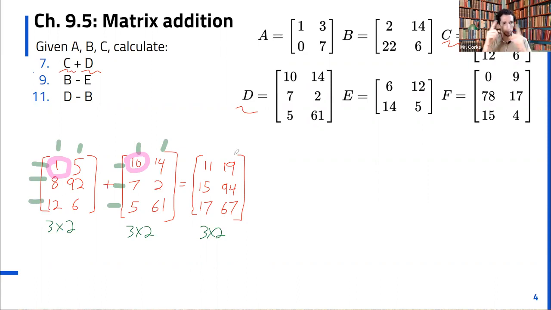Okay, so just match up the positions, add the matching positions. That part is really straightforward. The only condition here is that the dimensions must be the same. So both of these are a 3x2 matrix. So the result is also a 3x2 matrix. What happens if my two matrices that I want to add or subtract are not the same dimensions? What do we do? We transpose them.